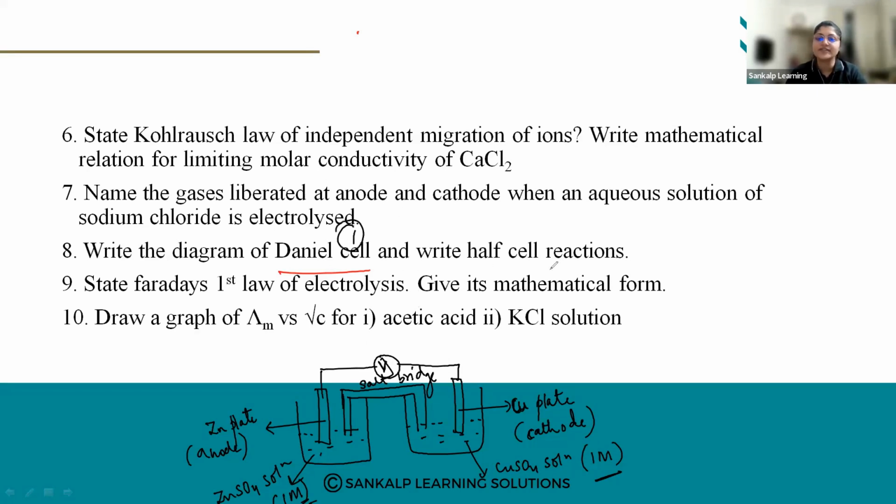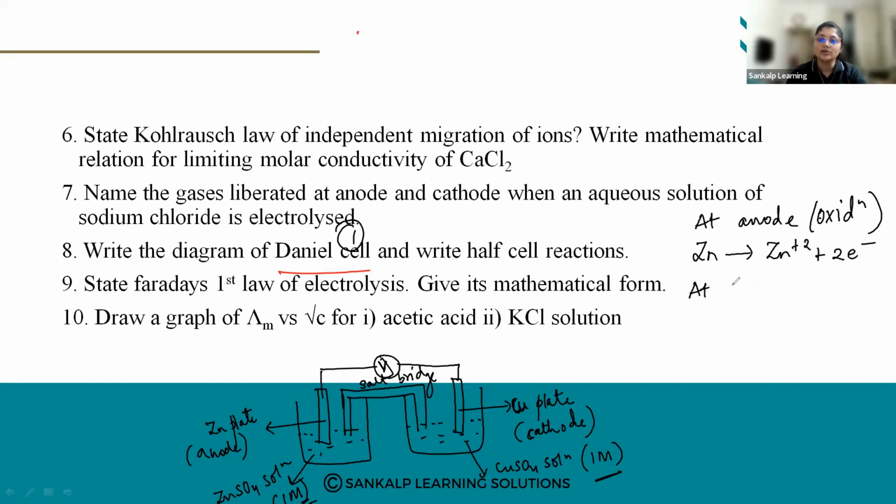And what are the two half cells, at anode and at cathode? What reactions are occurring? At anode there will be loss of electrons, so oxidation takes place at anode. Oxidation is loss of electrons, so Zn gives Zn2+ plus 2 electrons. This is the reaction at anode.